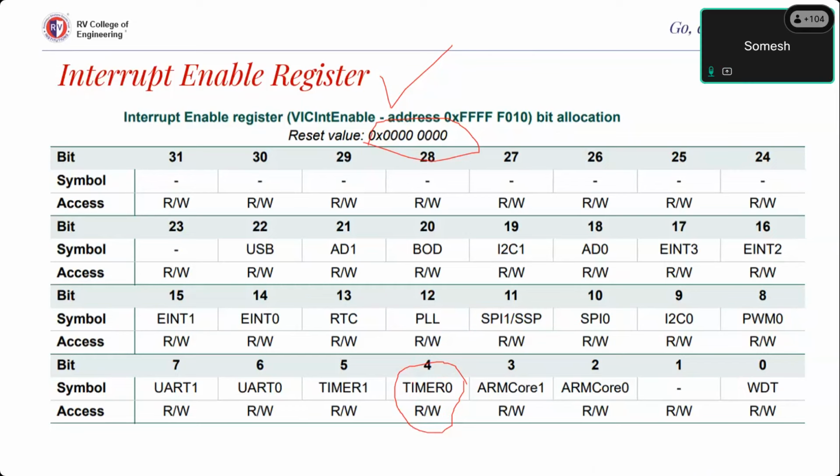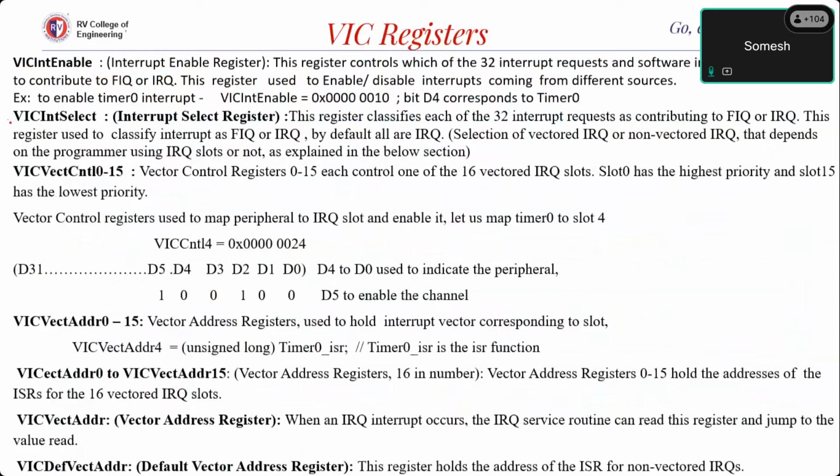Now let's go to the second register, called the interrupt select register. What is the meaning of the interrupt select register? I said there are 32 sources. Each source generates an interrupt, but this interrupt can be one of three types. When timer 0 generates an interrupt, you can assign that interrupt as FIQ type, vectored IRQ type, or non-vectored IRQ type. So generally there are two types, FIQ and IRQ.